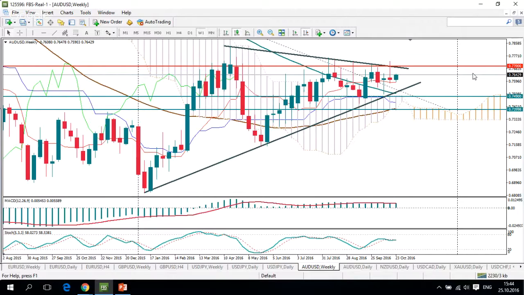However, I believe that 0.77 is the level where we should close Australian dollar long positions, and think about going short, targeting 0.76 and probably 0.7550.